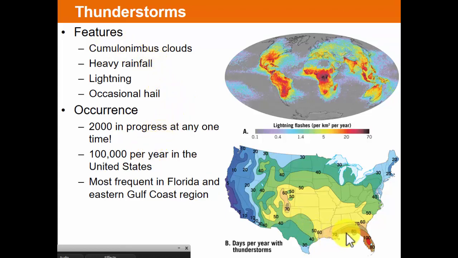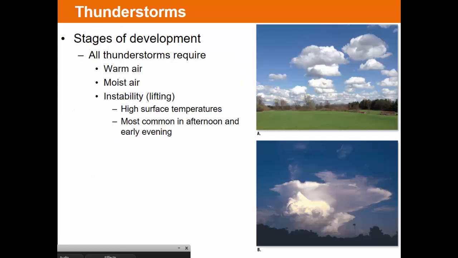You have a high occurrence of them, of course, in central Florida. That's no huge surprise. You actually have a higher occurrence of thunderstorms in central western Africa, the equatorial region of Africa. And by the way, on any given day, there are about 25,000 thunderstorms that occur.